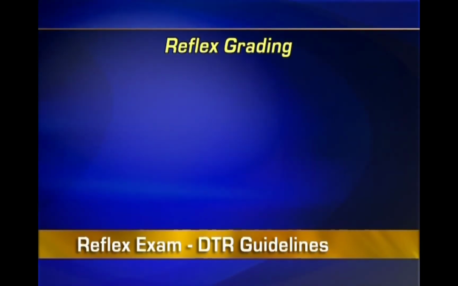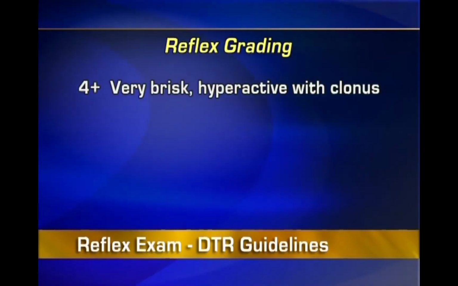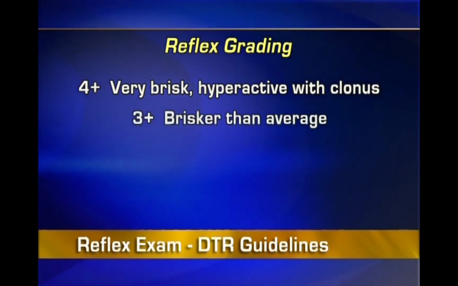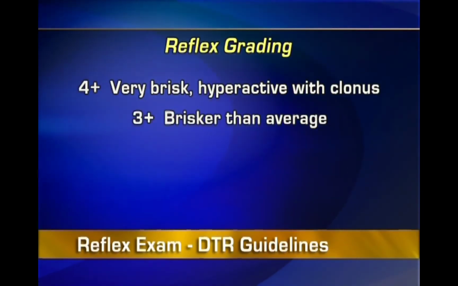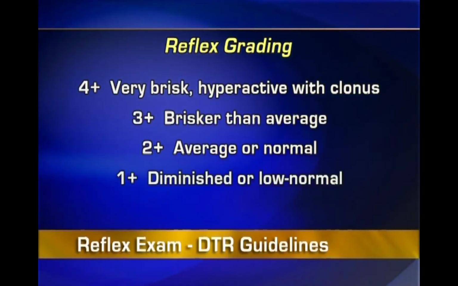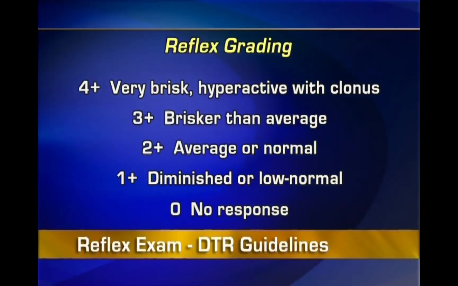After you elicit a reflex, grade it as 4+ for a very brisk hyperactive response with clonus, 3+ for a brisker than average response, 2+ for an average or normal response, 1+ for a diminished or low normal response, or 0 for no response.